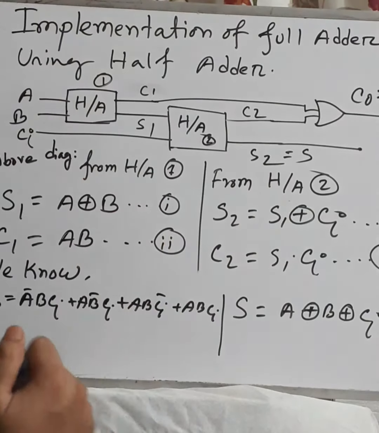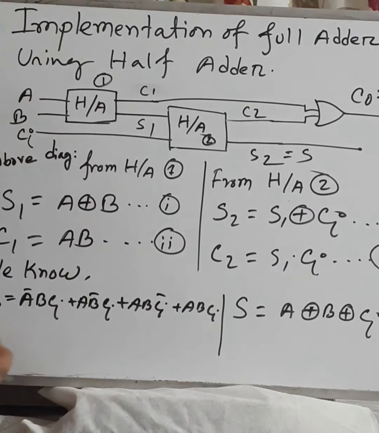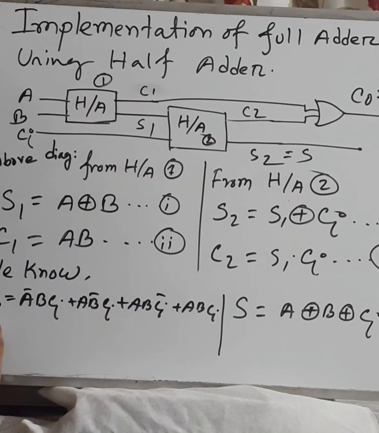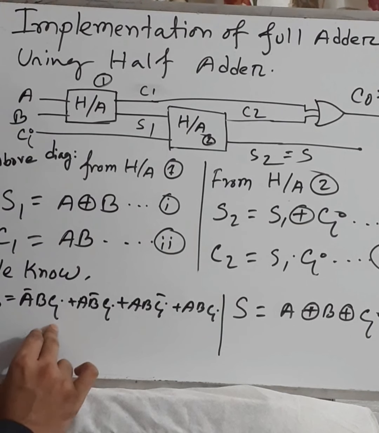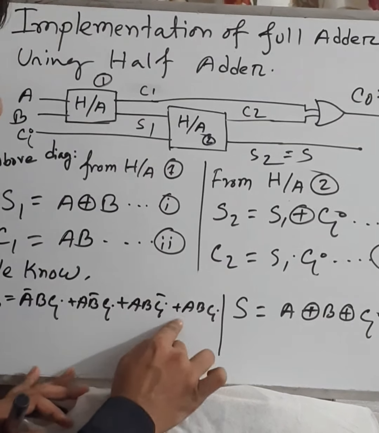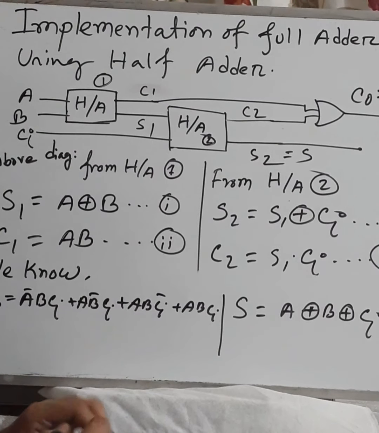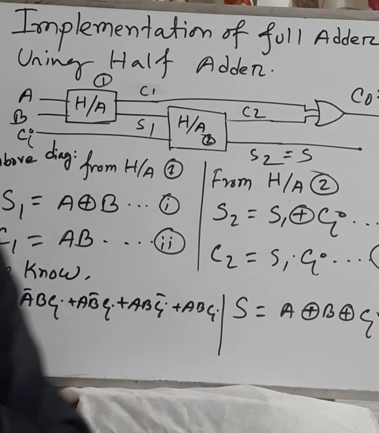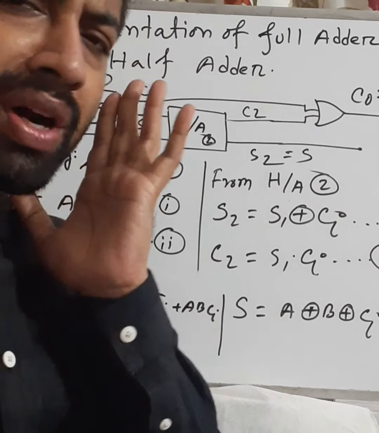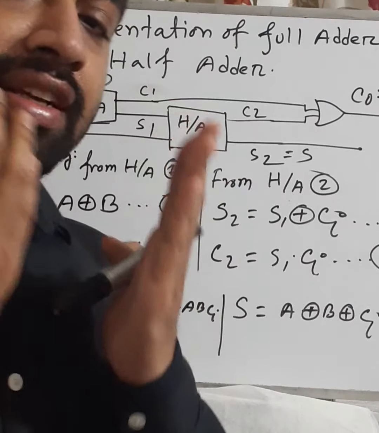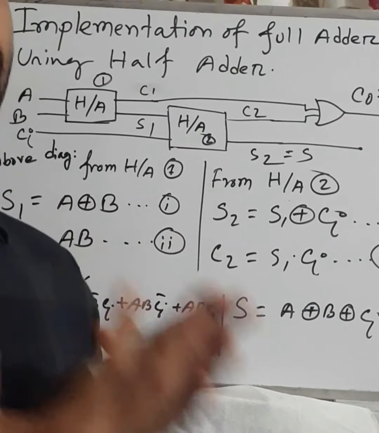Now please continue with my boards. We already know this theorem. For the carry output of the full adder, we have A bar B Ci plus A B bar Ci plus A B Ci bar plus ABCi, and for the sum we have A exclusive-OR B exclusive-OR Ci. I hope you already have proper knowledge of how these two equations come from the full adder basics.